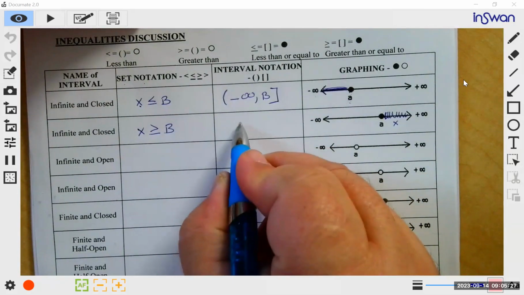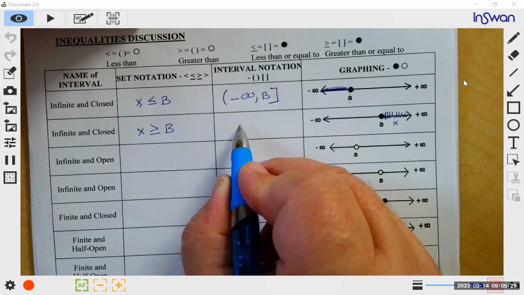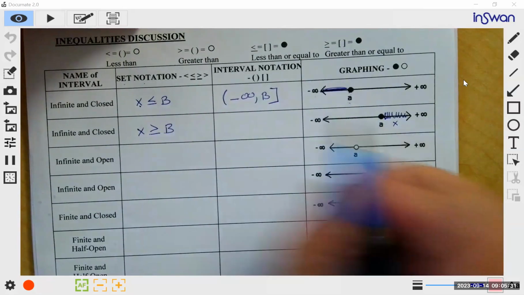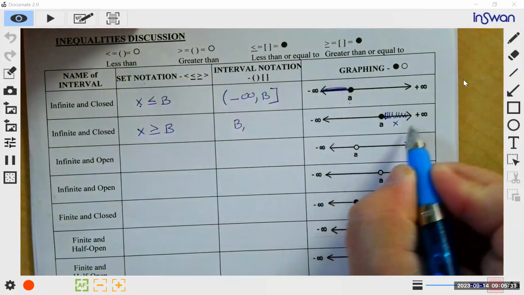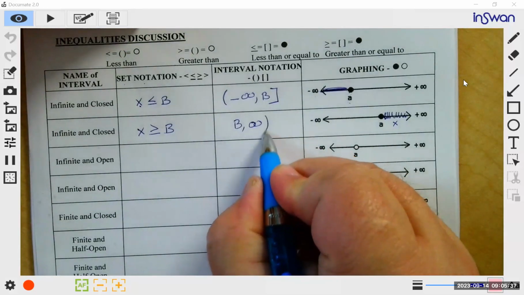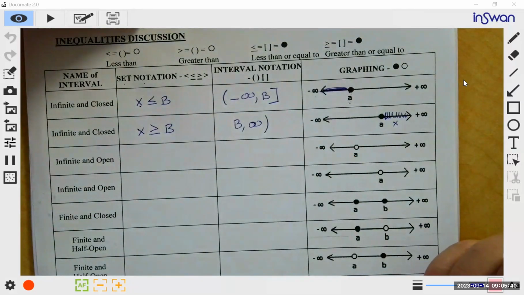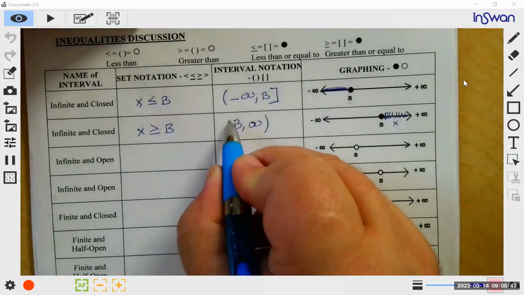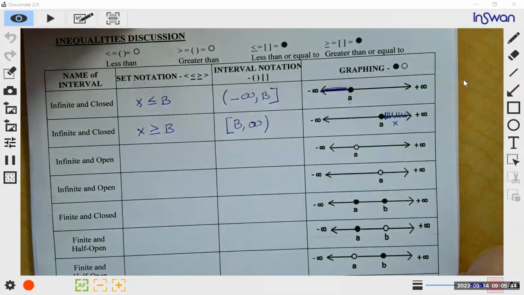What's this one going to look like? What do I start on this one? I start at B, and I go to positive infinity. I'm going to the right. Infinity is always a parenthesis. Can I use B? Yes. So it's a bracket.